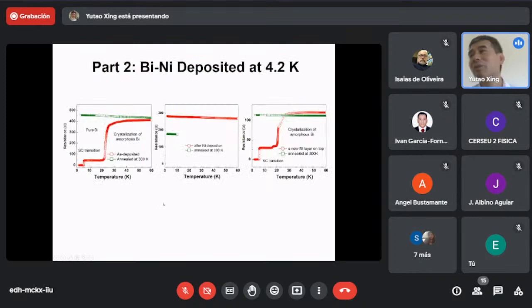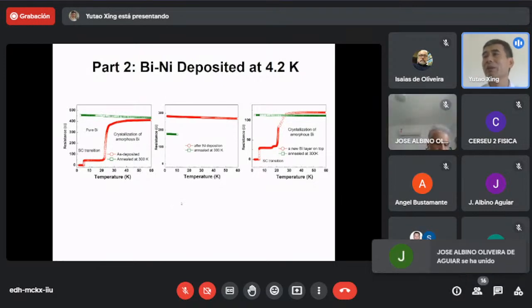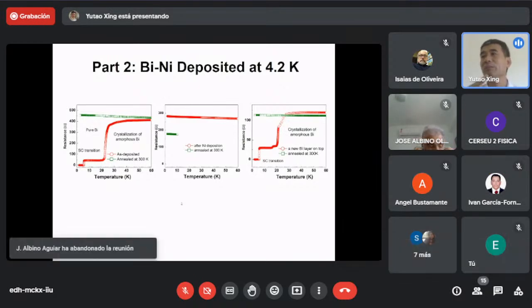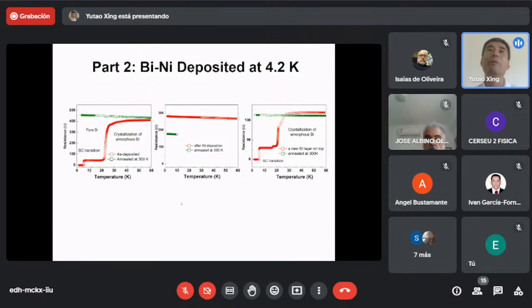So we did the second part of our experiment. We deposited the sample at 4.2 Kelvin. Why did we deposit at 4.2 Kelvin? Because at that low temperature, there's no interdiffusion between nickel and bismuth. So it will be very difficult for the nickel and the bismuth to react. Now, here's the first curve. We cool down the substrate to 4.2 Kelvin, and then we did the low temperature deposition. And then we measured the transport in situ. This has been done in situ.